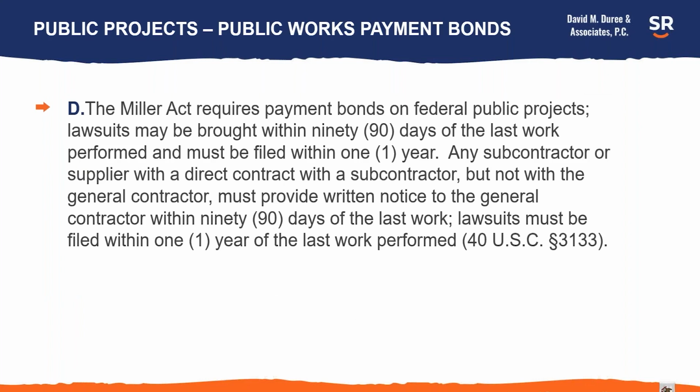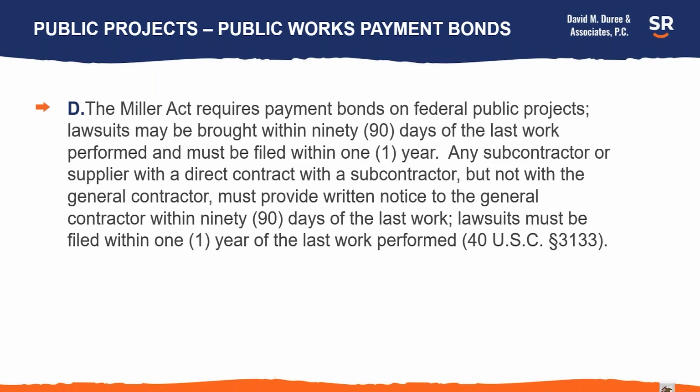For federal projects, there's a federal statute called the Miller Act. It provides that lawsuits may be brought, they don't have to be brought, but they may be brought at 90 days or later after the last work performed. But any such lawsuits against the Miller Act bonding company, the surety company, must be filed within 1 year.